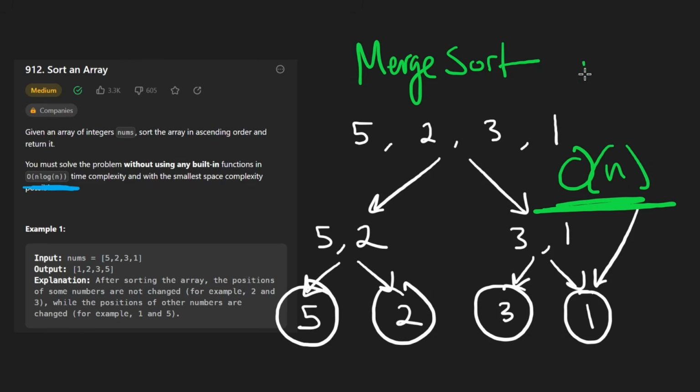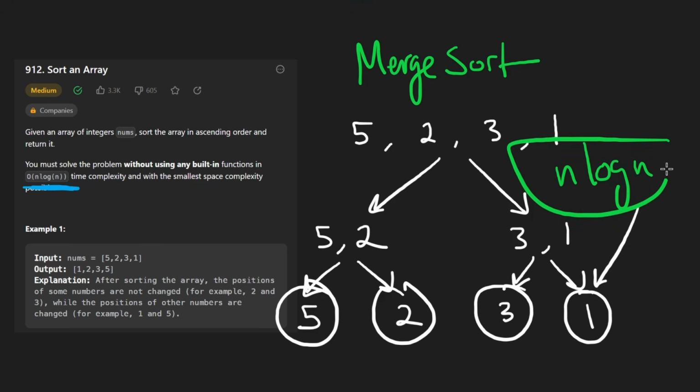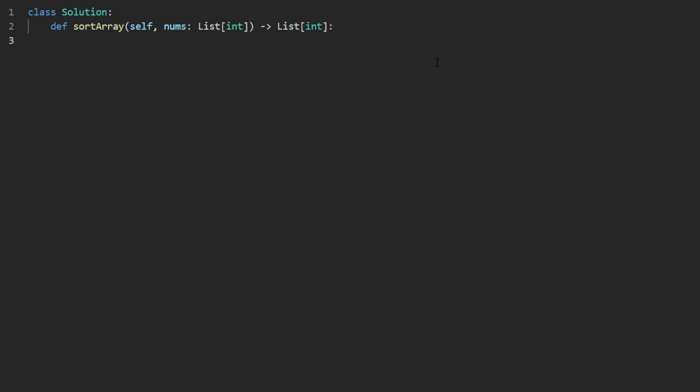How many levels do we have? We have log n of them. So you multiply those two together and the time complexity becomes n log n. So now let's code it up. So we know that with merge sort, it is a recursive algorithm. So I'm going to define a function called merge sort, which is going to take in some array.